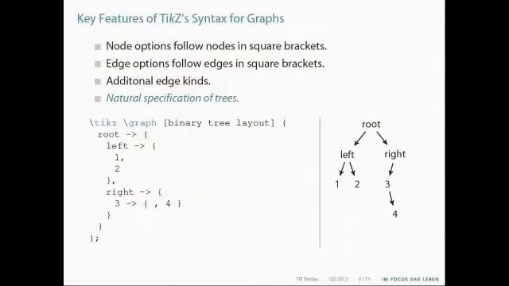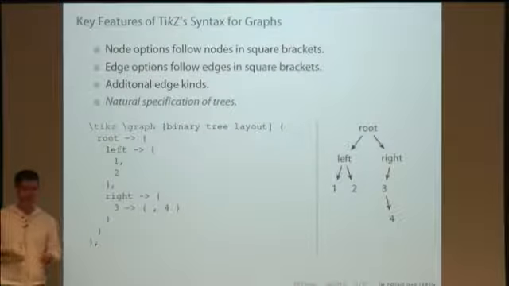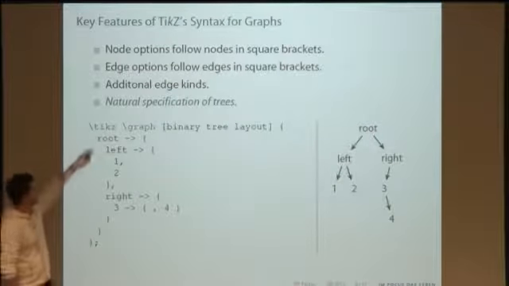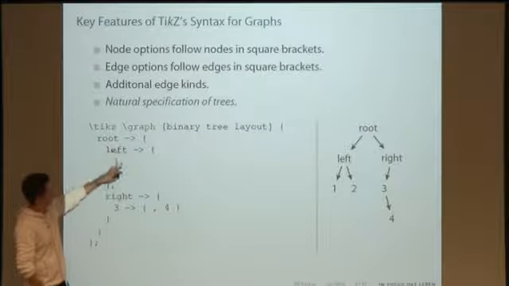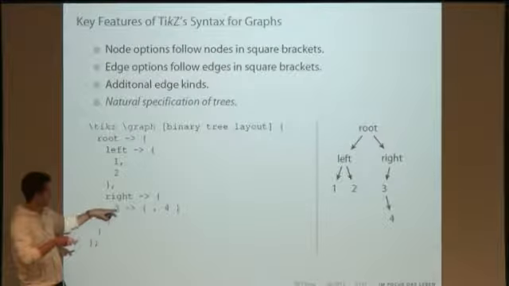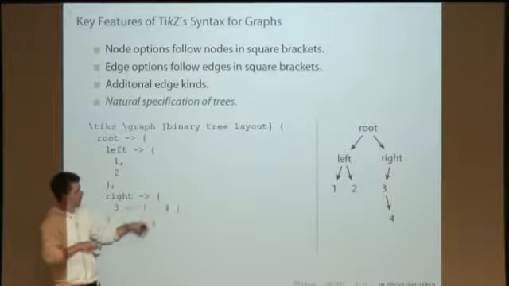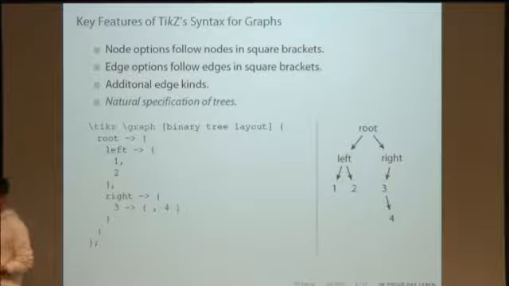Okay, and finally, because this is, again, for people who want to draw graphs directly inside TeX, there's also good support for trees because they are pretty important. So you can say, I have a root, well, it has a left child and a right child. The left child has 1 and 2 children. The right one, well, it has one child that has no left child, but a right child, and then say it's a binary tree layout, and you get something like this.